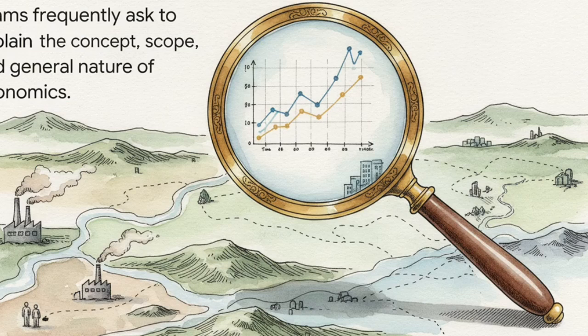Zooming out a bit from those specific definitions, the exams also look at the big picture. In the short notes sections, which by the way are worth 14 marks for writing on 2 topics, and in the long-form questions, you're frequently asked to broadly explain the concept, the scope, and the general nature of economics. They basically want to know that you grasp the actual practical boundaries of what an economist studies.